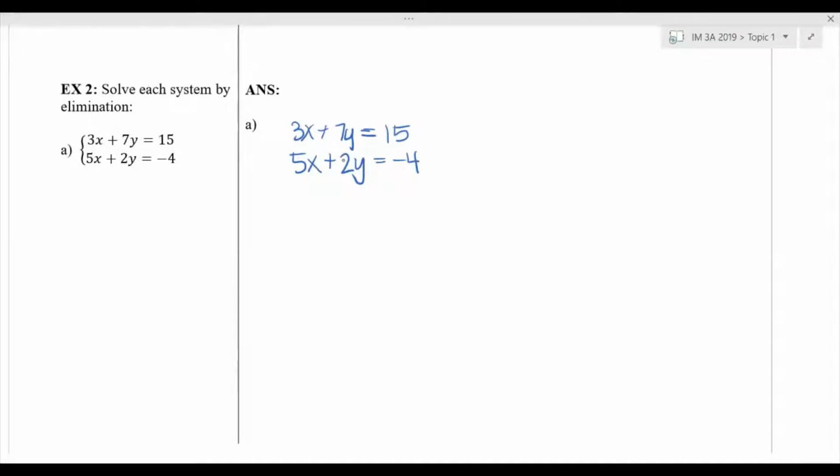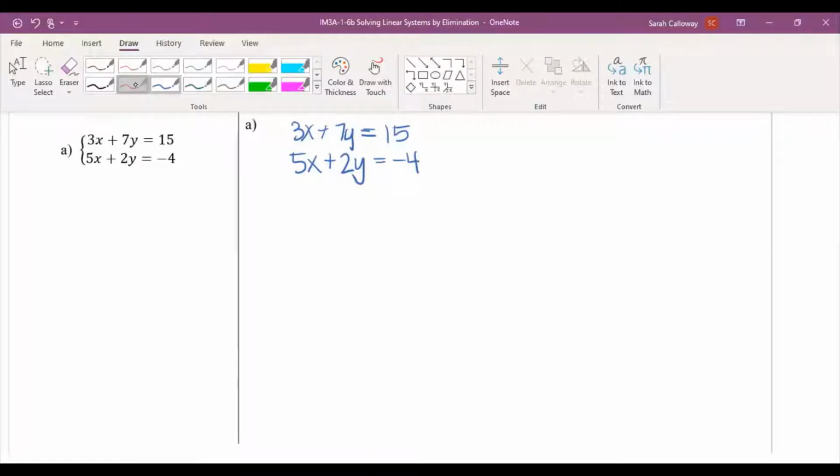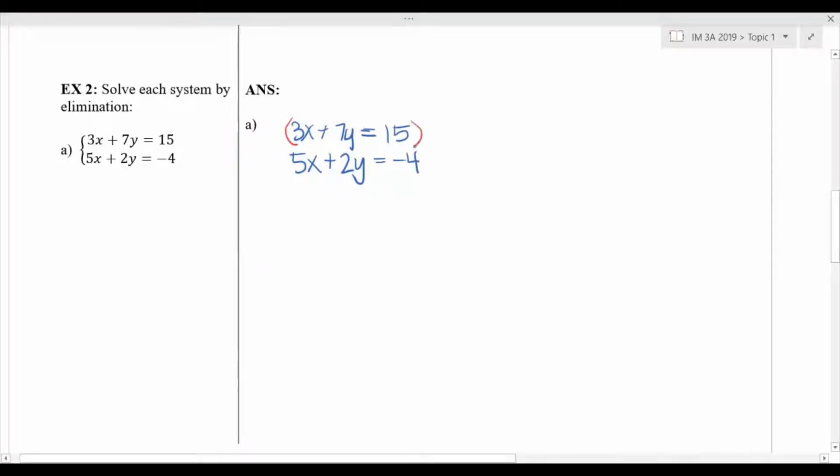So one thing that I need is to have opposite signs and the same value. So right now I don't have either of those. So I know that one of them I'm going to have to multiply by a negative. The best way to do this is to just think about a variable. It doesn't matter which variable to eliminate. Let's just look at the x's. If I wanted them to be the same number with opposite signs, I have to multiply them each by a number. So if I have 3 and 5, the number that I want to get is 15.